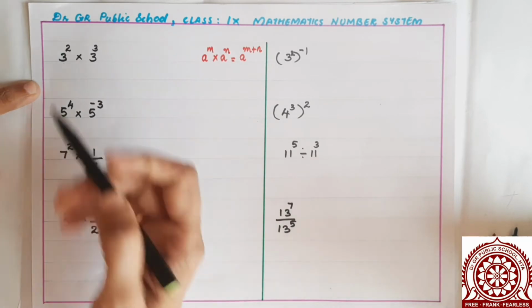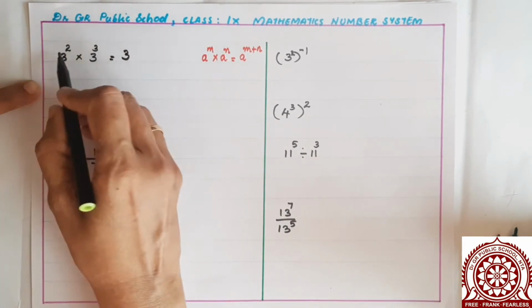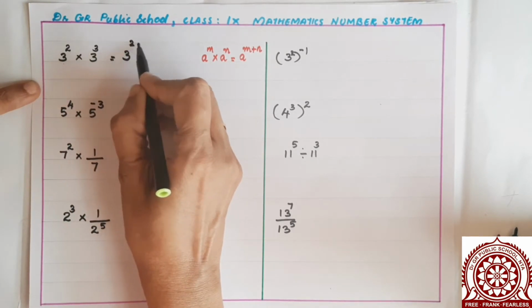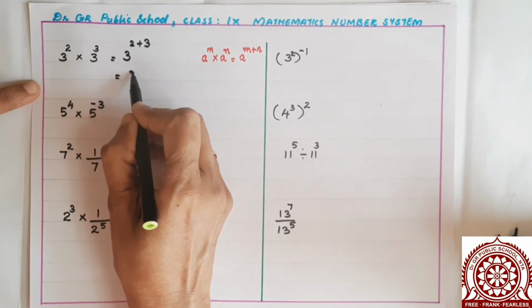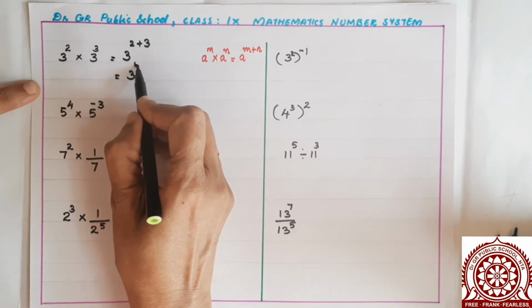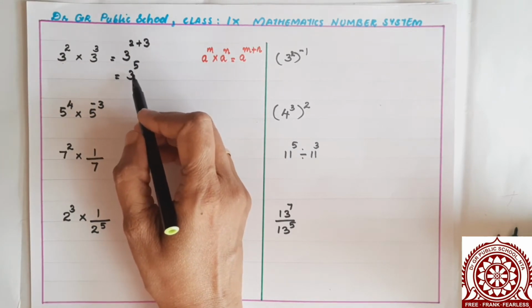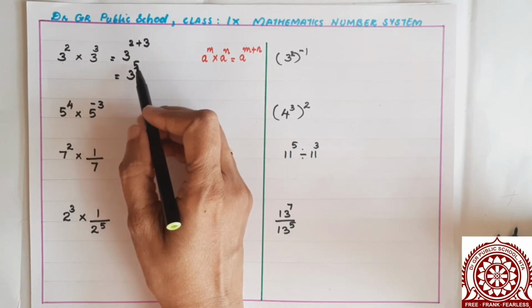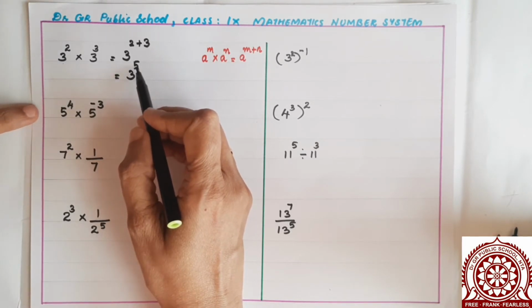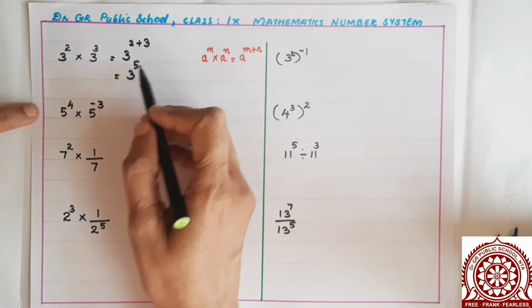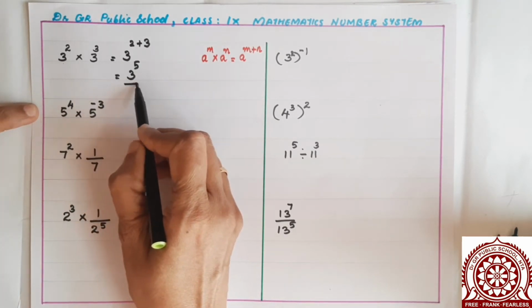So now how can we do this? It is 3 raised to, powers we have to add, 2 plus 3. Isn't it? So it is 3 raised to 5. 2 plus 3 is 5. If the power is a small number, you can simplify more. 3 raised to 5 means we have to multiply 3 5 times. If the question is to write the answer in exponential form, you can stop here.